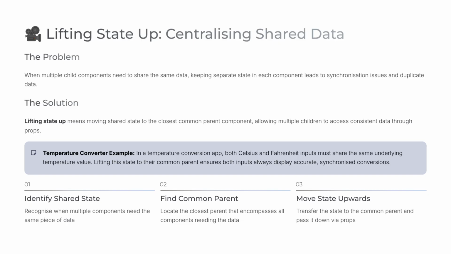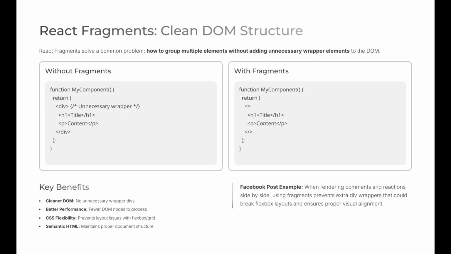In interviews, explain that lifting state up ensures consistency, avoids duplication, and is usually the simplest solution before introducing more advanced tools like the Context API. Next up, let's talk about React Fragments. By default, React components must return a single parent element. Many developers work around this by wrapping elements inside an extra div.